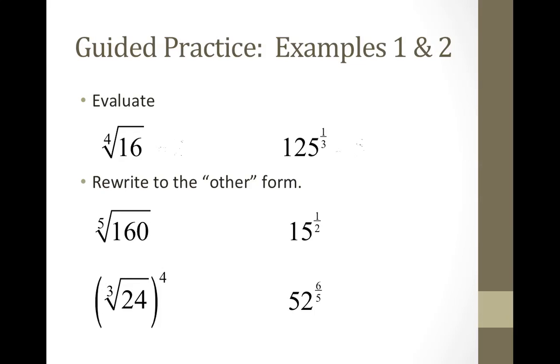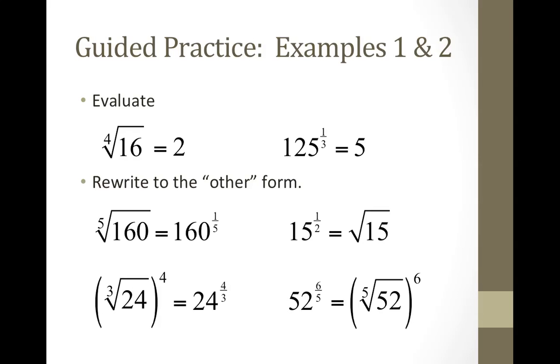All right, so for our evaluations, the 4th root of 16 is going to be 2, because 2 to the 4th power gives us 16. And 125 to the 1/3 power is the same as saying the cube root of 125, excuse me. And so that's going to be a 5, because 5 cubed gives us 125.